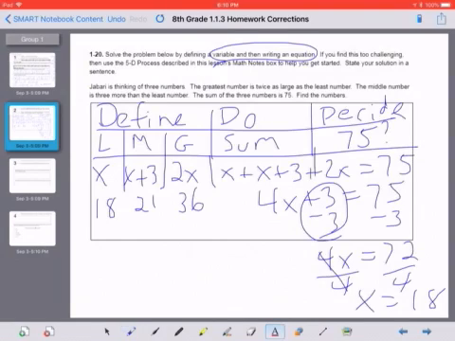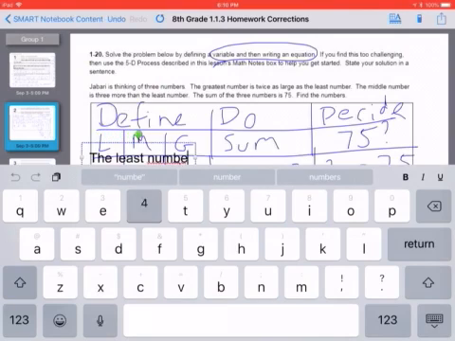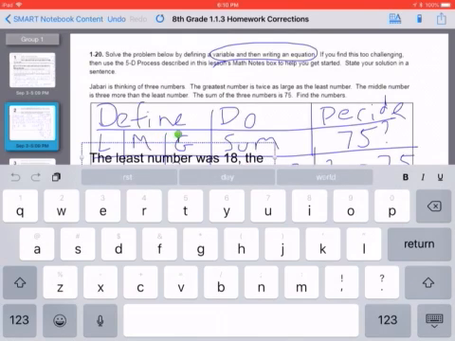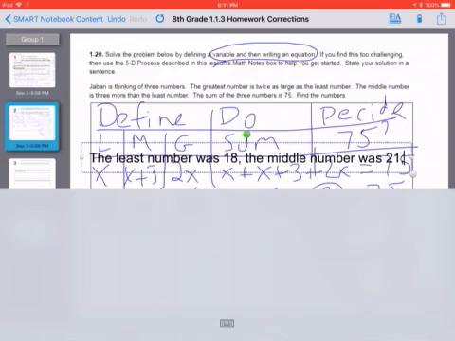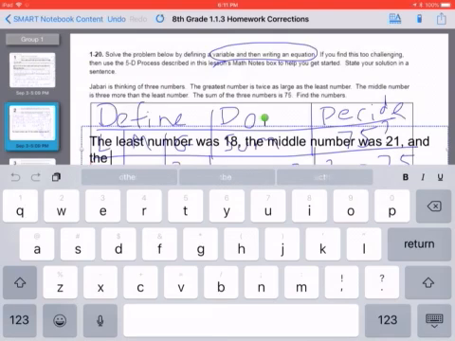So then I would write a complete sentence that would say: the least number was 18, comma, the middle number was 21, and the greatest was 36.